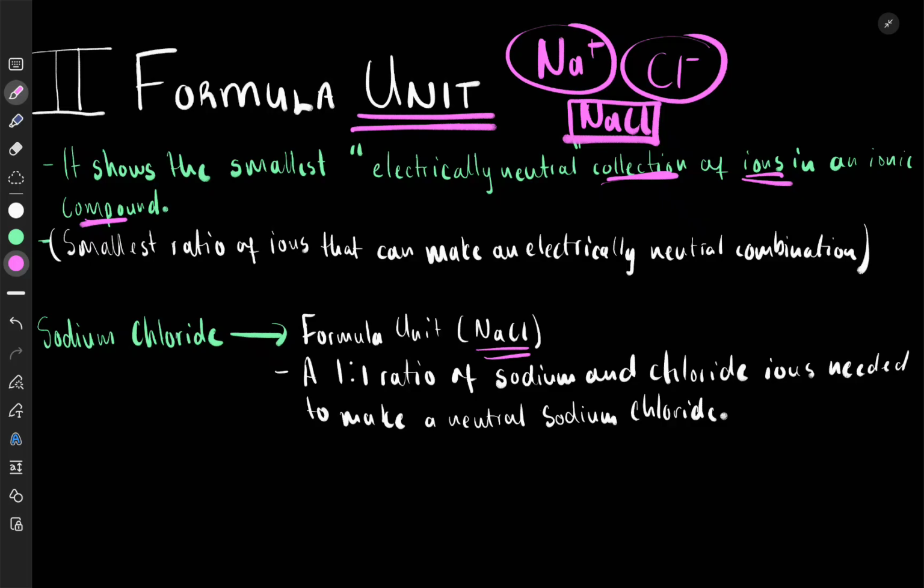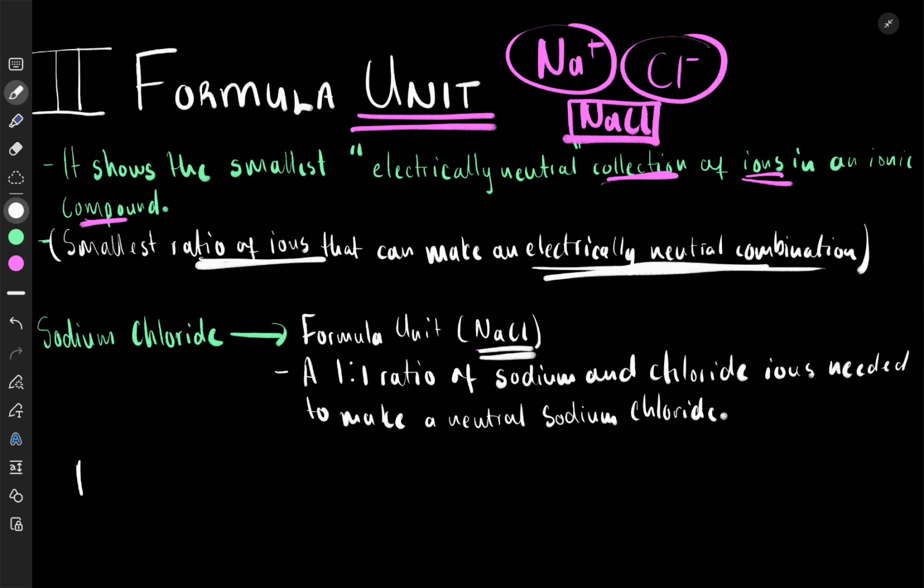And once we have it like that, then we're electrically neutral. Then we'll say, wow, that's it. So now we know the formula unit. It is based on the simplest ratio that leads to stability, to electroneutrality. The smallest ratio of ions that can make an electrically neutral combination. For sodium chloride, it is 1:1, NaCl. That is our formula unit. It shows you that we need 1 sodium and 1 chlorine to make that guy stable. And that will represent the whole compound. We will only represent it by this guy, NaCl.